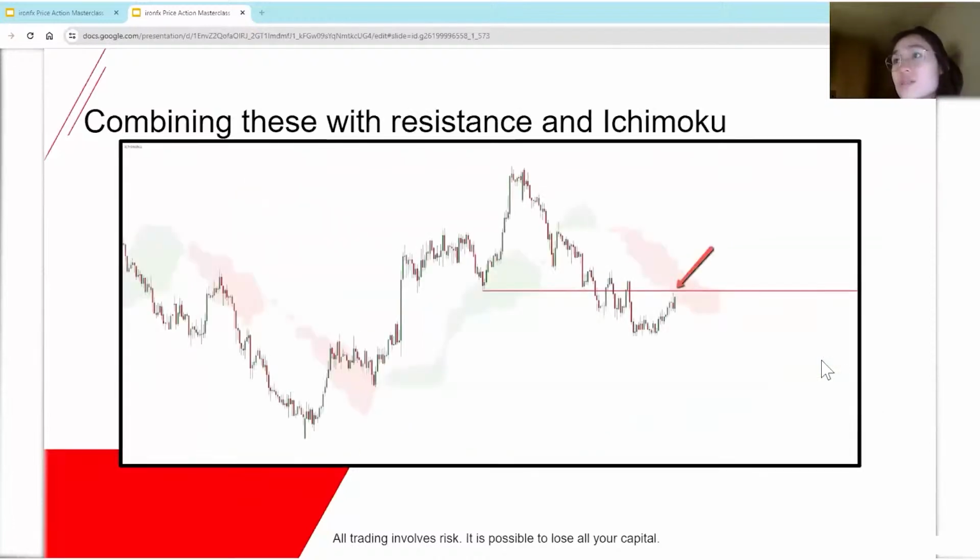Okay, so here we have price moving below or bouncing off our Ichimoku cloud. And here we have a swing low support, price breaking out of it, and we are expecting price to continue to bounce off of it.